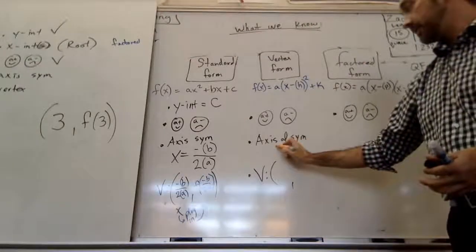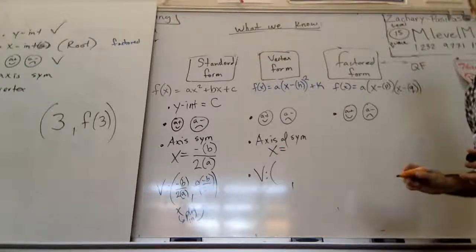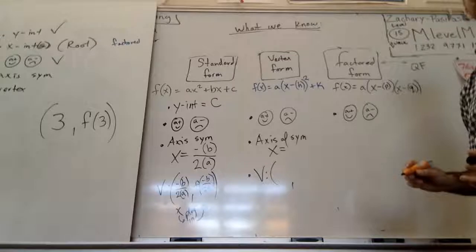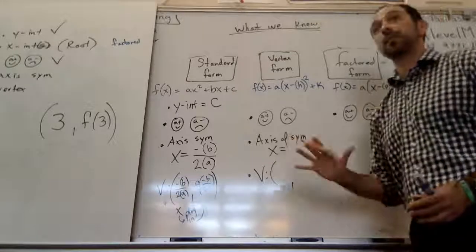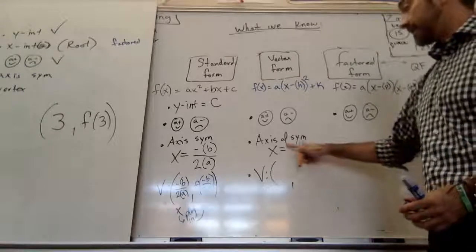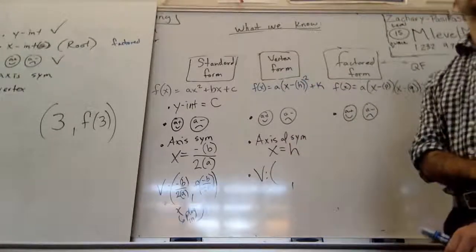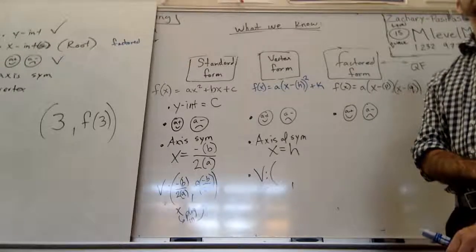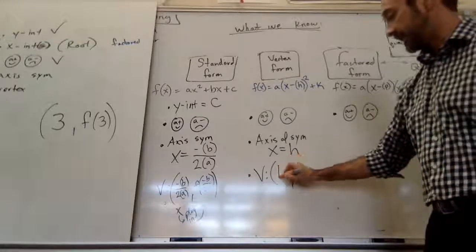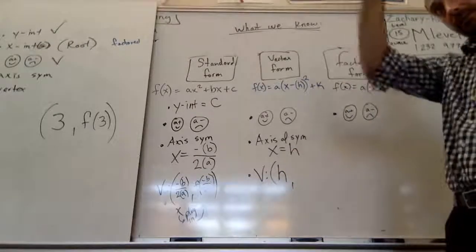Axis of symmetry. x is equal to, who remembers that for vertex form? It's okay, we're revisiting this. We hit this once. We were focused on completing the square. The axis of symmetry in vertex form is equal to h. It's that easy. And then I know the vertex is h for x because that's the axis of symmetry. We already figured out that that's on the axis.